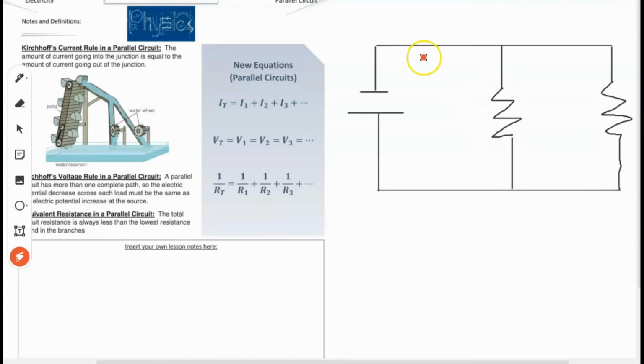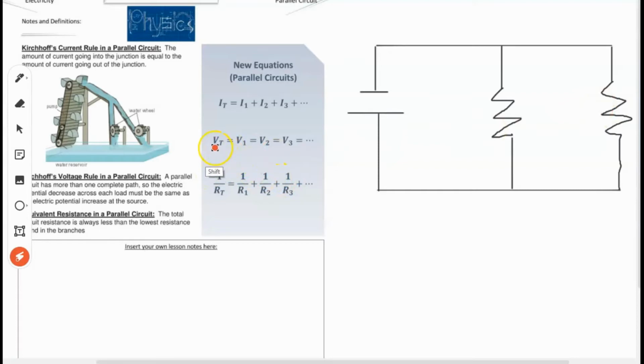Let's follow a different electron now. A different electron made a different choice and chose to go this way, through this resistor. Now this electron is also only going through one resistor and will give up all of its energy at that resistor. So what does this mean? It means that the voltage across the branches in a parallel circuit is the same. So if this is 9 volts, then the electrons that choose this path will give up 9 volts here, and the electrons that choose this path will give up 9 volts here.